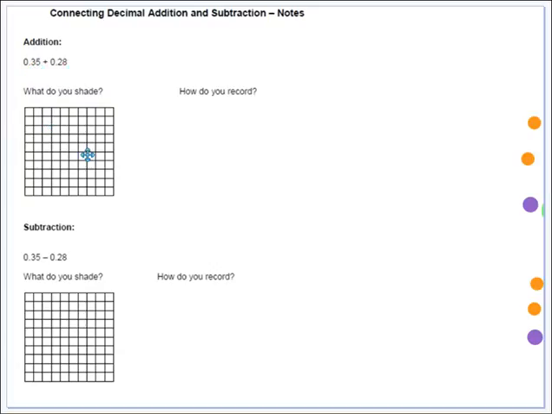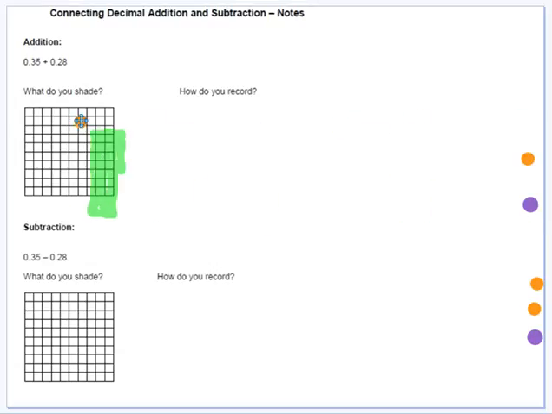we're going to shade in 35 hundredths, which is right there. That means 3/10 and 5 hundredths, which is 1, 2, 3 columns, which is 3/10, and then 5 more hundredths, which I did. Since we're adding, I'm going to add to that in my decimal grid another 28 hundredths, or 2/10 and 8 hundredths. So I see my 2/10 and the 2 full columns shaded in, along with 1, 2, 3, 4, 5, 6, 7, 8 more hundredths shaded in.